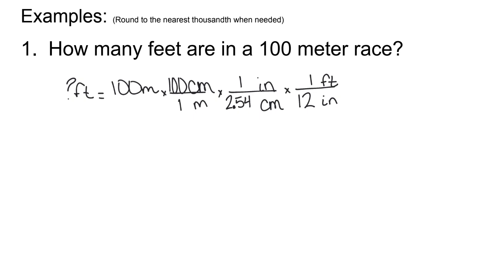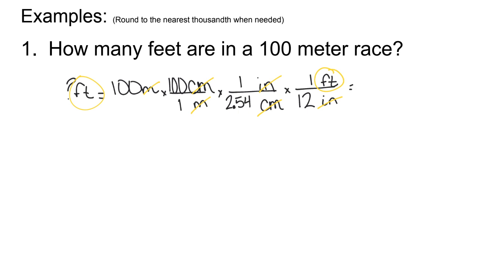Now, before we grab a calculator, let's make sure our units cancel out and we ended up where we wanted to be. Meters on top will cancel with meters on bottom. Centimeters on top cancel with centimeters on bottom. And inches on top and inches on bottom. We're left with feet, which is what we wanted. So we're in good shape.